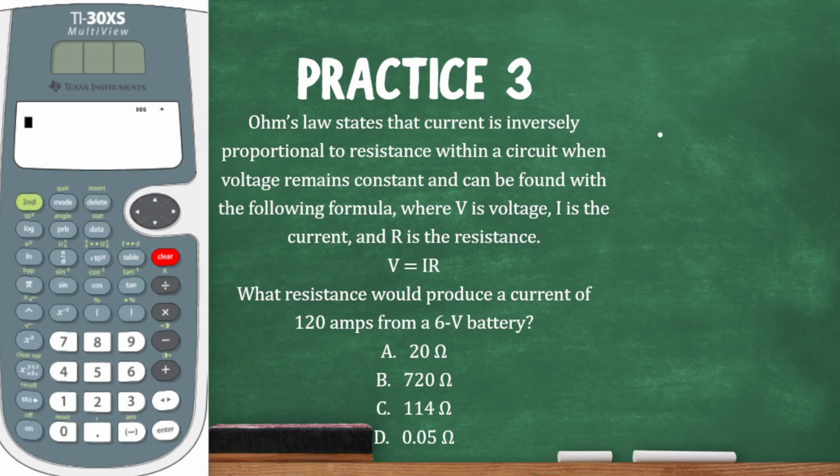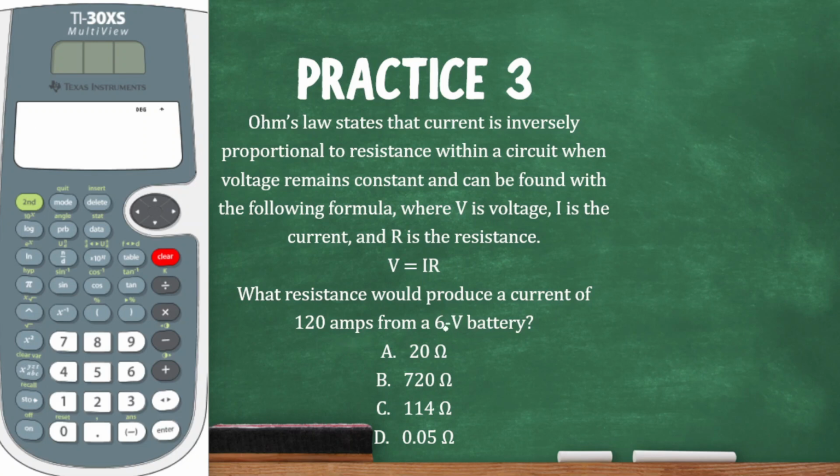Let's try another practice. Pause the video if you want to try it on your own. Ohm's law states that current is inversely proportional to resistance within a circuit when voltage remains constant, and can be found with the following formula where V is voltage, I is the current, and R is the resistance. What resistance would produce a current of 120 amps from a 6-volt battery?